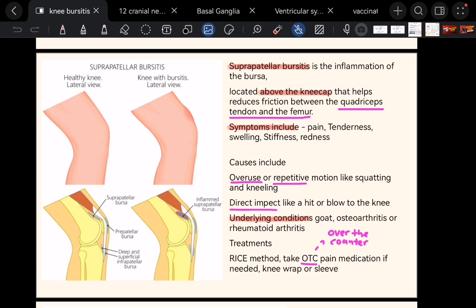So this is pre-patellar bursitis. So suprapatellar bursitis, my bad. It's the very top part of the knee, so around the quadriceps tendon area. Just remember.